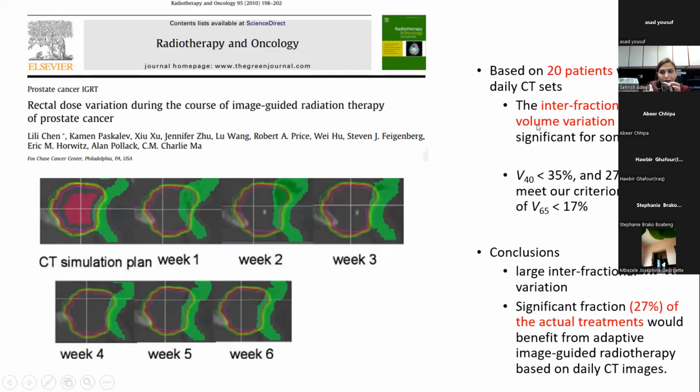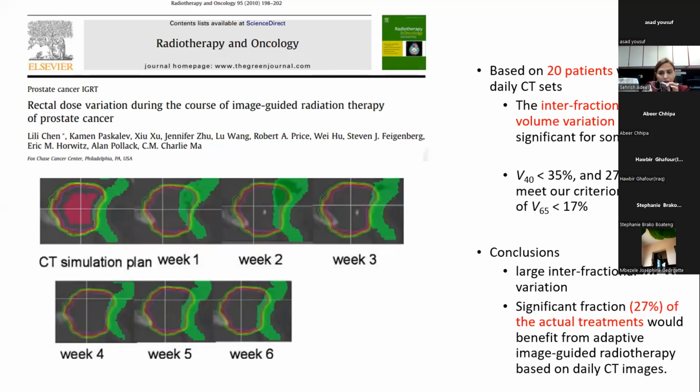So there was interfractional rectum volume variation. There was significant interfractional rectal volume variation for some patients. According to this author, V40 less than 35 was not matched for many patients, and 27% did not meet the criteria of V65 less than 17%. So according to the author, there was large interfractional variation because of the change in the position of the rectum and the rectum filling.